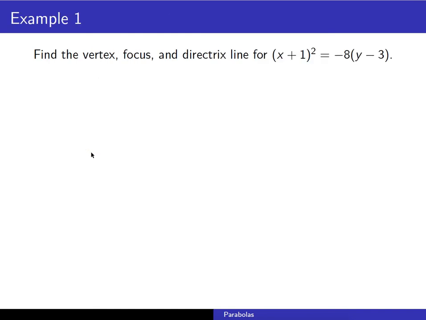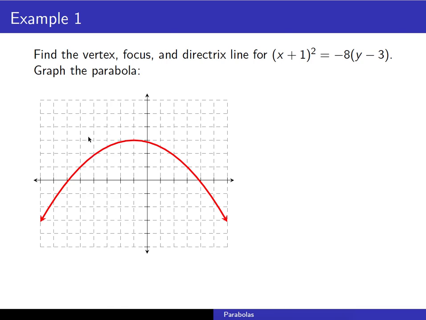All right, example 1, we're going to find the vertex, focus, and the equation for the directrix line for x plus 1 squared equals negative 8 times y minus 3. So first of all, let's graph it. And notice that our parabola is opening downward. Because it's x plus 1 being squared, that means it's either going to open up or down. And this value here in front of the y, the 4p value of negative 8, if it's negative, it opens down. If it was a positive 8, it would be opening up.